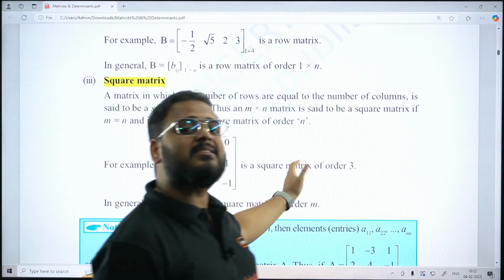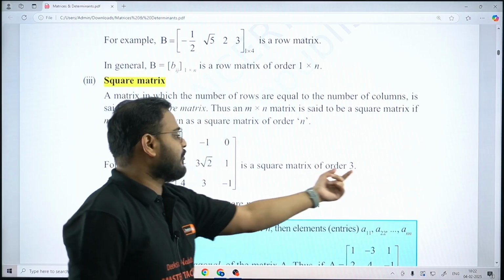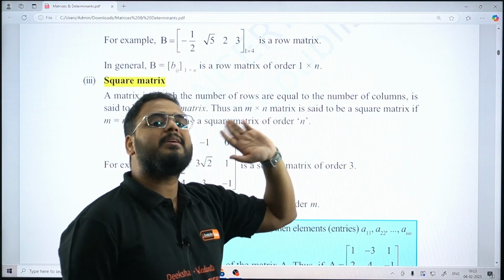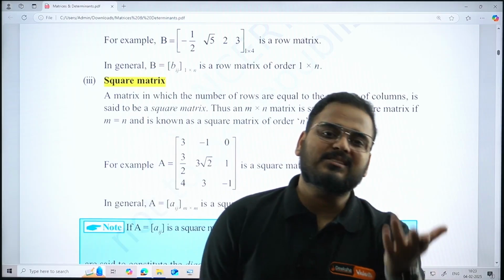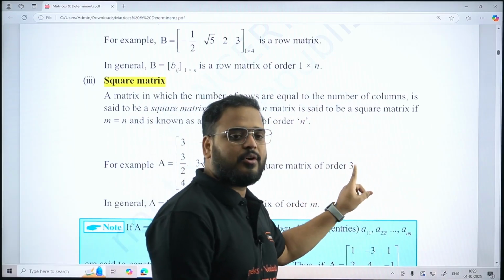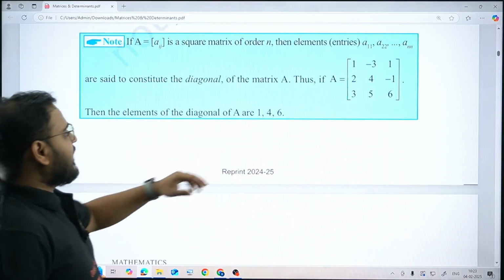In a square matrix, whenever the arrangement is M by N and M and N are equal, the order is 3. What is the meaning of 3? It means the number of rows is 3 and the number of columns is also 3. So M cross N is 3 cross 3, or simply written as 3. Square matrix. That's how we write it.